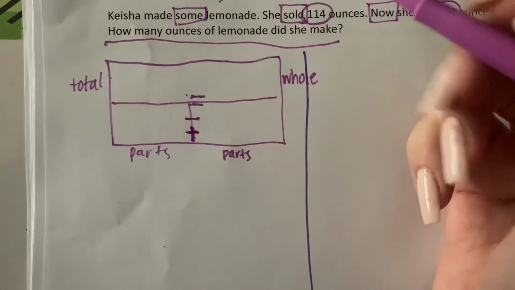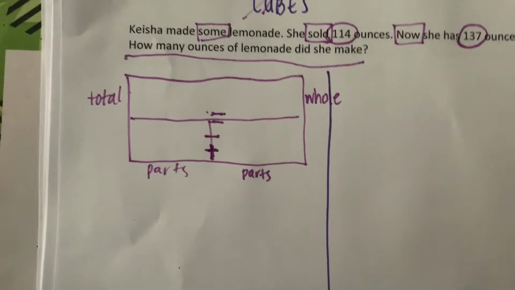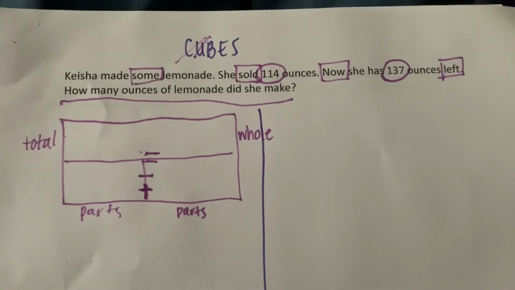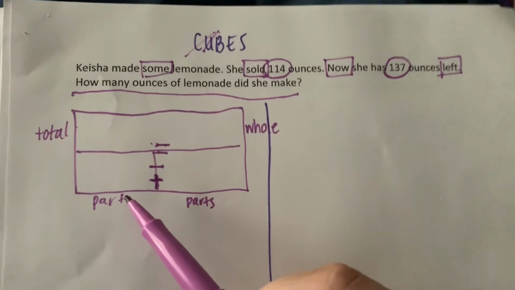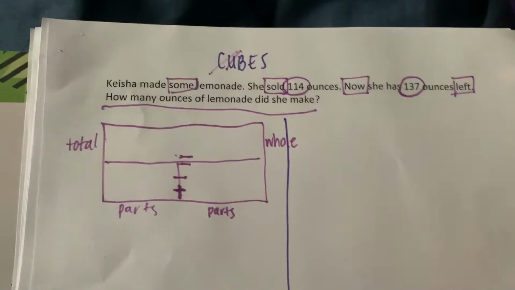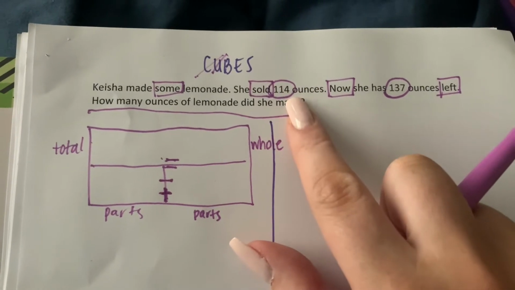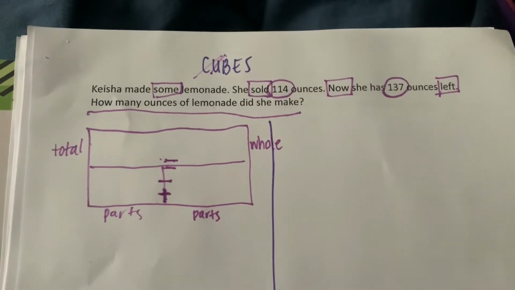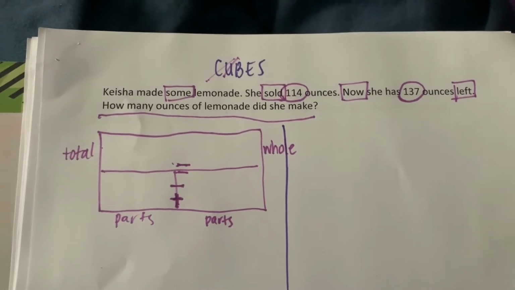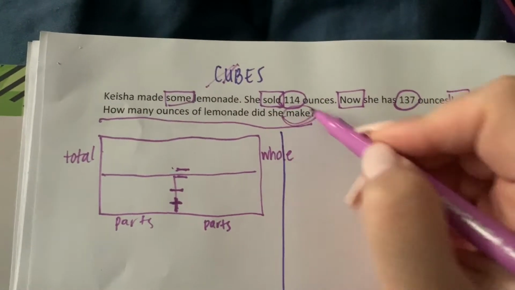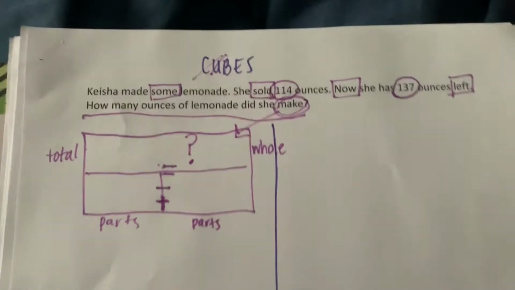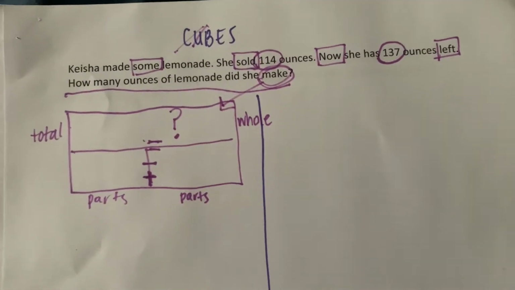Okay, so I have to think, do I know the total? I don't. Do I know a part? I have a part and I have another part, but I don't have my total because it says she sold 114 and she now has 137. But the question asks, how much did she make? So the make is our whole, and we don't know that. So that's our question mark. And then I can fill in my other 2.